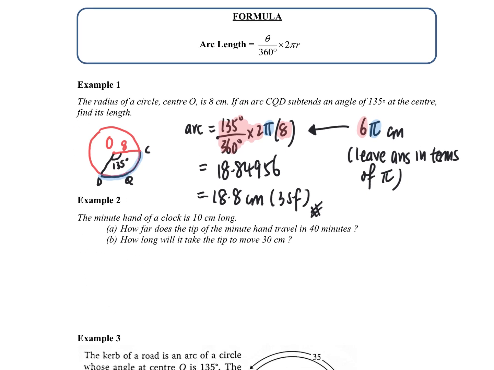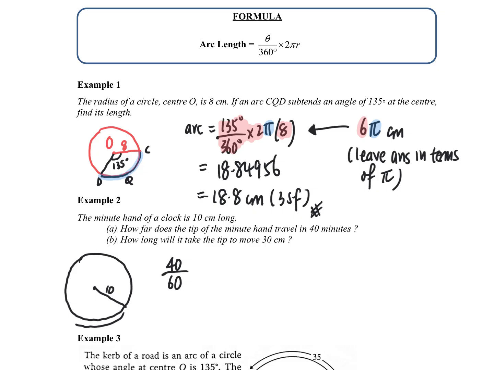I have a minute hand of a clock that is 10 cm long. So we have to make the assumption that the minute hand just spans the whole thing. Okay, so 10 cm long. They are trying to tell you it is the radius. So how far does the tip of the minute hand move in 40 minutes? So you must have that understanding of a clock. 40 minutes out of a total of 60. You cannot say it's 360, right? So 40 minutes out of the 60-minute clock. This is the fraction I have.